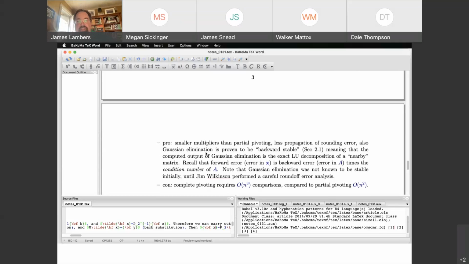And it has been proven that Gaussian elimination with complete pivoting is backward stable. What I mean by backward stable gets to a concept covered last semester in 460-560, backward error analysis. In backward error analysis, you're assuming that your computed solution is the exact solution of a nearby problem. The trouble is that doesn't always hold. It only holds if your algorithm is said to be stable.